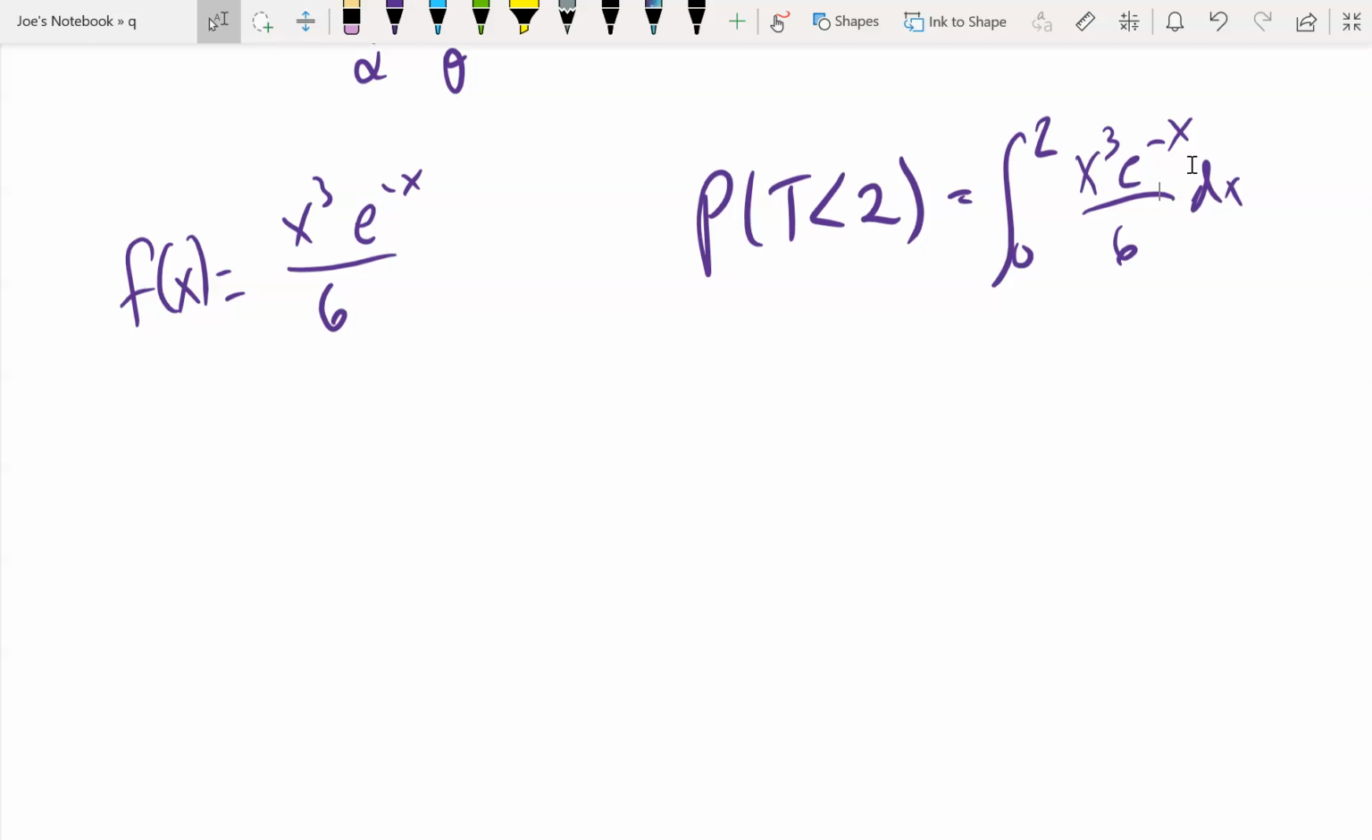What's this W? Where are you looking at? This W? Yeah, it's just the X. It's because they're using X as a CDF value, and they've got the variable up in the upper limit of the integral.